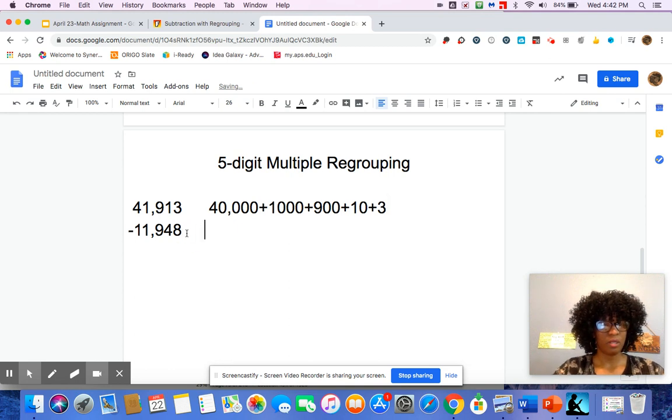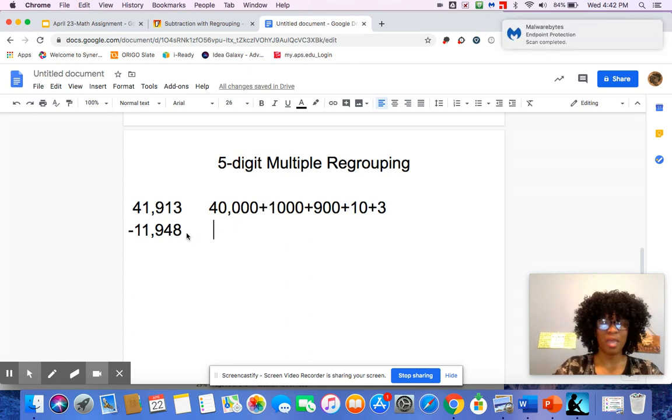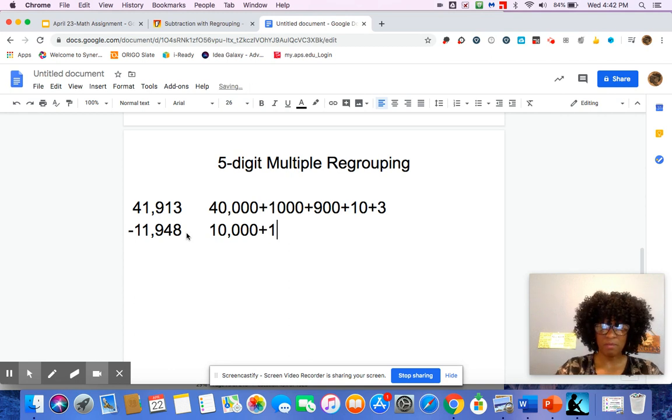Okay, so let's put here for our 11,948, we're going to break that up, and we have 10,000. And to that, we are going to add 1,000. Then we're going to add 900 again. Then in our tens place, we have 4 tens, which is 40. So we're going to make that 40. And then in our ones place, we have 8. I think that looks good too.